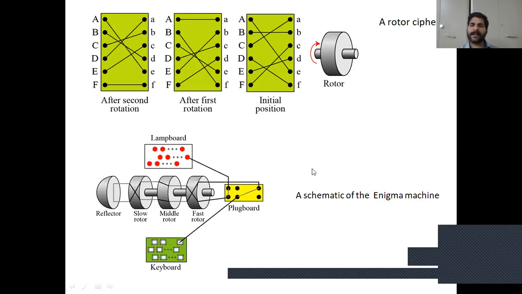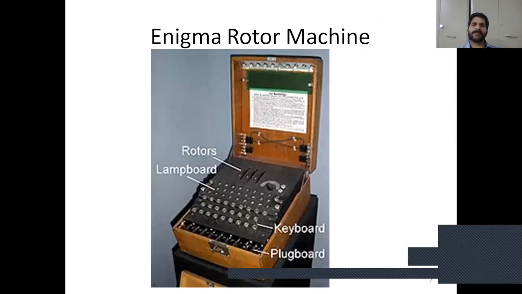The systematic of the Enigma machine: first rotor, middle rotor, slow rotor, and reflector, and different keys are used. Apply the plugboard, and so we find an encrypted message. The Enigma rotor machine is like that. Here we use the rotors, lamp board, keyboard, and plugboard. Using this rotor machine, we encrypt the message.